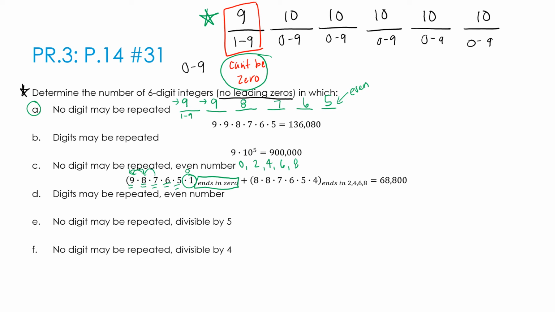So that's my first possibility. My second possibility is that it doesn't end in a 0 and ends in one of my other even numbers. So that's 4 options. So this guy can be anything except for 0 and except for whatever this is.